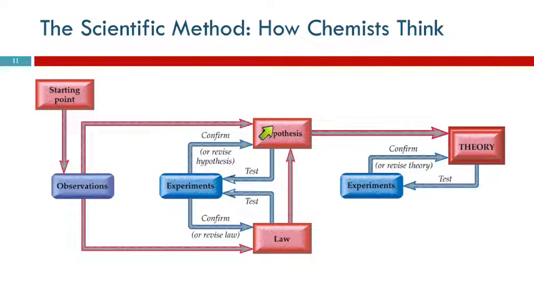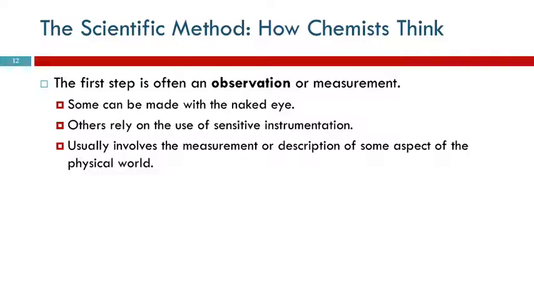Once you've got your hypothesis so that it's standing up to the experiments that you're testing it with, it may become a theory. We also have laws. Actually, let's go through these slides, getting ahead of myself. So the observation, that's generally something that you can observe. Sometimes you can observe it with your naked eye, like the height of the corn. Sometimes it might require expensive and very sensitive instruments to make that observation. But it usually involves some description or measurement of some aspect of the physical world.